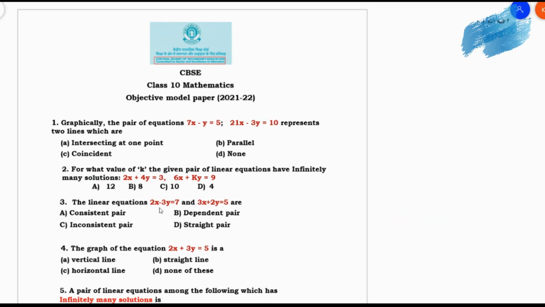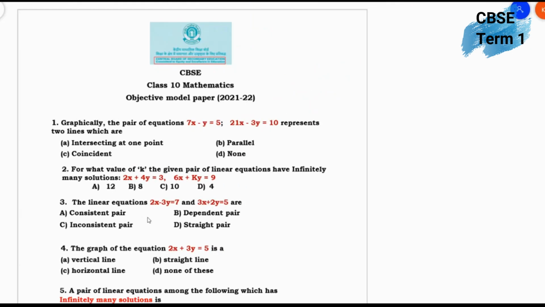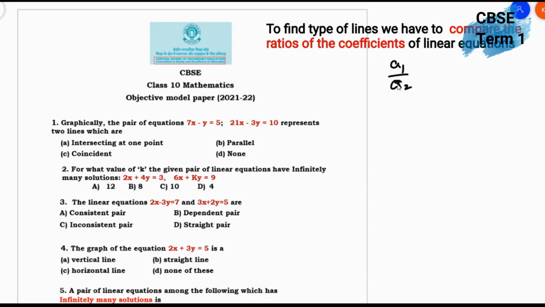Third question: the linear equations 2x minus 3y is equal to 7 and 3x plus 2y is equal to 5 are a consistent pair, dependent pair, inconsistent pair, or straight pair. Consistent pair means the lines will be either coincident lines or intersecting lines. Dependent means only coincident. Inconsistent means parallel. Straight pair is an irrelevant option. So to find the type of equations, we are going to compare their ratios. This is the standard rule: whenever we find the type of lines, number of solutions or type of equations, we have to compare the ratios, students: a1 by a2, b1 by b2 and c1 by c2.